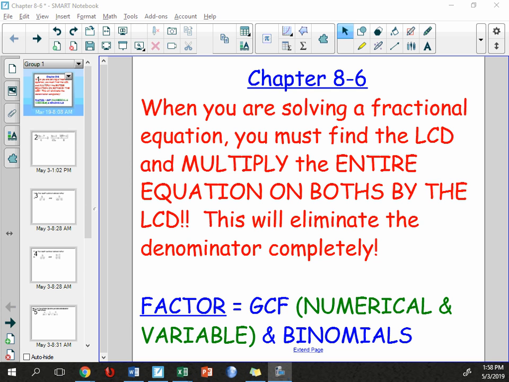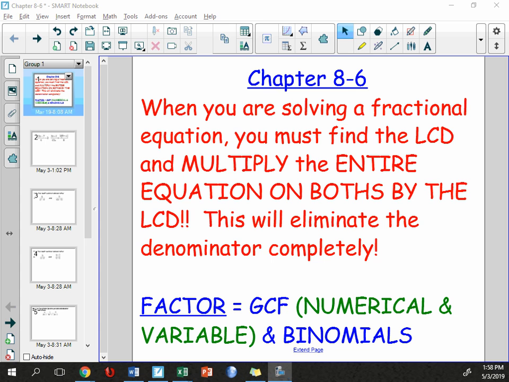Now, I need your brains to understand the difference between section 8.5, simplifying rational expressions, versus 8.6, solving rational equations. What's the difference between an expression and an equation? An equation has an equal sign, an expression does not. An expression, you make equivalent statements saying that they're equal to each other. An equation has an equal sign in it, and you're solving for the variable. Do we understand the difference?